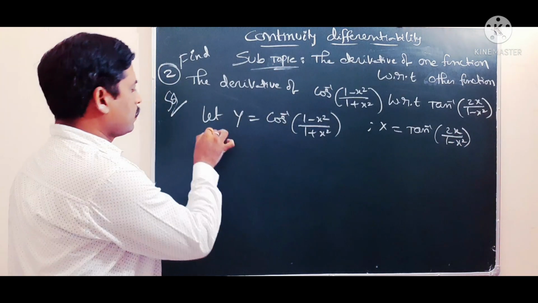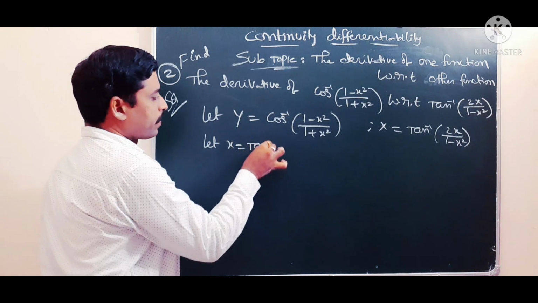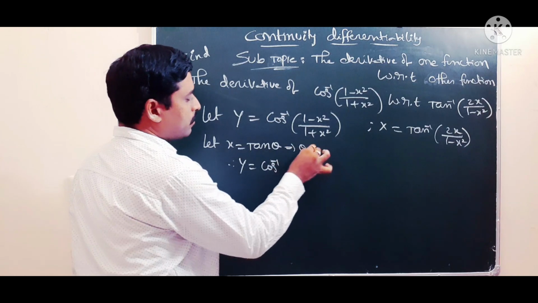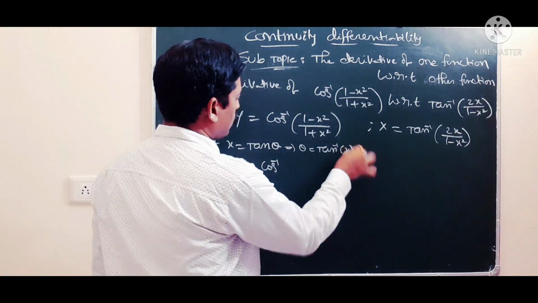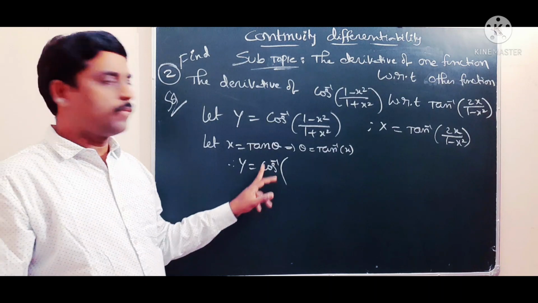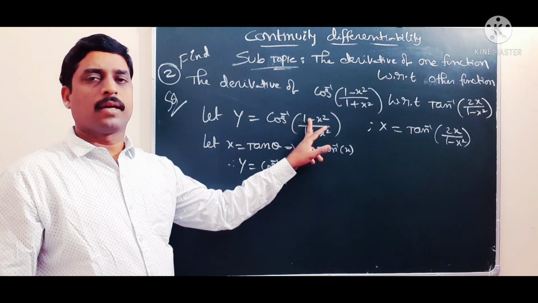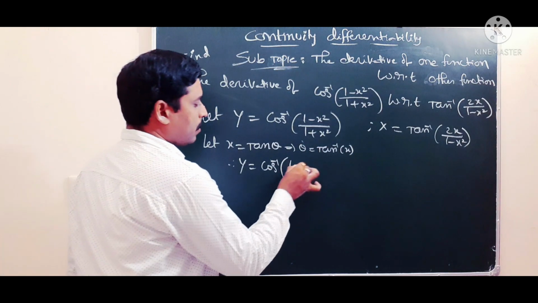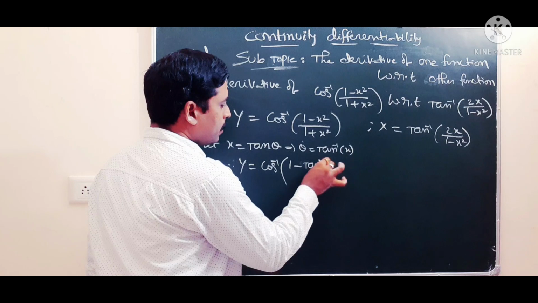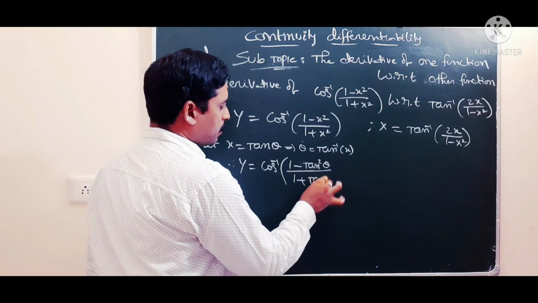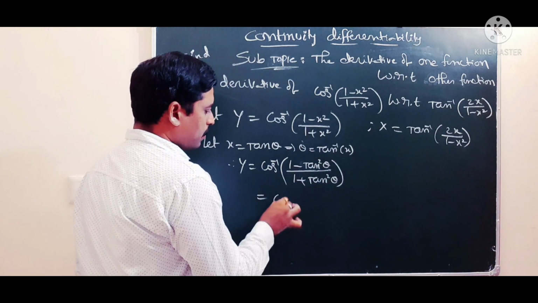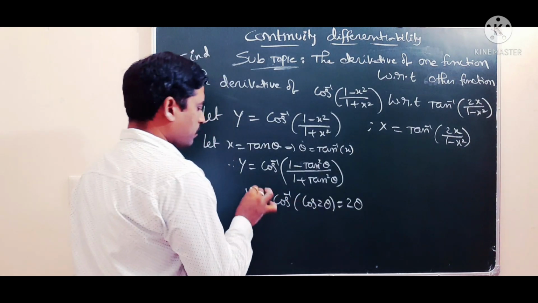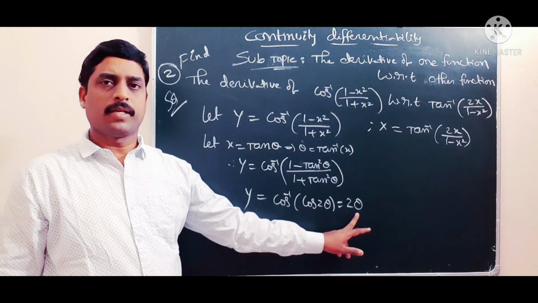So let us take x is equal to tan theta. Therefore theta is equal to tan inverse x. So y is equal to cos inverse of, putting x as tan theta, 1 minus tan square theta by 1 plus tan square theta. We have the cos 2 theta formula. So this will be cos inverse of cos 2 theta, which is equal to 2 theta. So the y value, we got 2 theta.